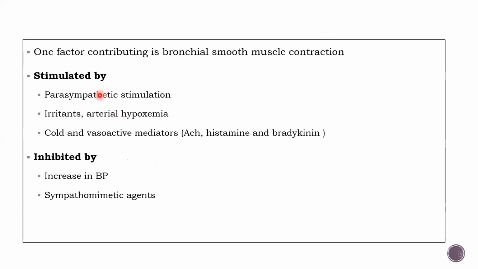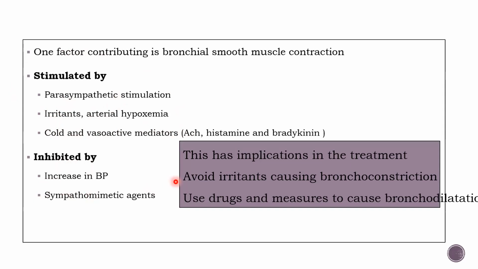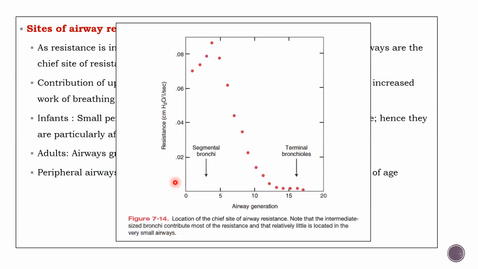And we all know resistance is increased by stimulation of the parasympathetic system. Irritants, cold or vasoactive medications will increase the resistance of the airway. It is inhibited by sympathetic drugs. So the implication is you will avoid irritants and bronchoconstriction. Types of airway resistance: the same thing. This is from the nasal cavity to the upper airway, and slowly it falls, and in the terminal bronchioles it falls further.